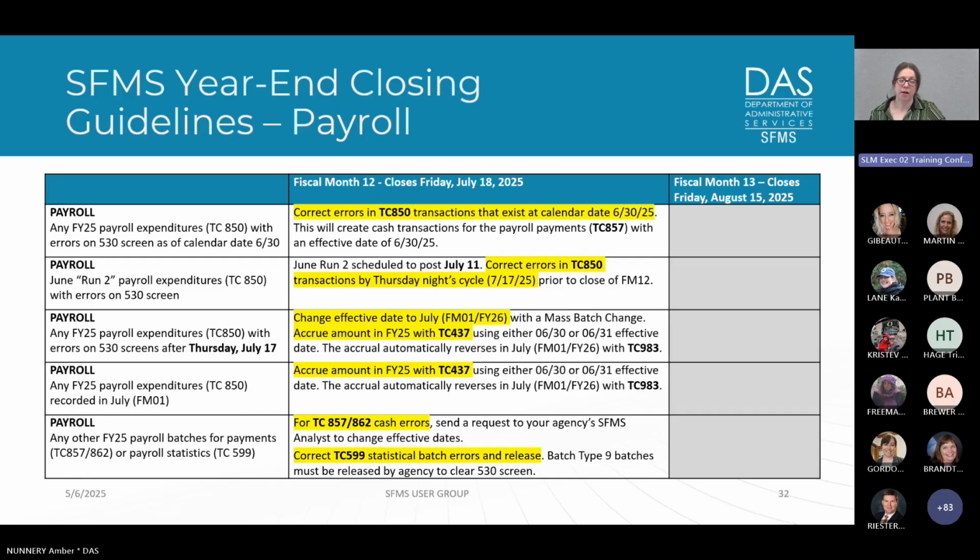We also have on the very last box here on the slide, there are some transactions, the PI documents that use T code 857, 862 that agencies cannot make any changes to. So if you have an issue with a payroll batch and it uses those T codes, contact your SFMS analyst if it needs to be moved forward, if you have insufficient cash errors, those types of things.